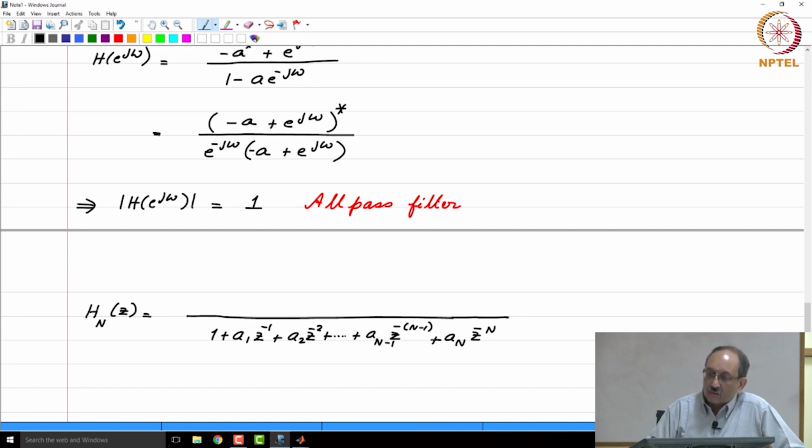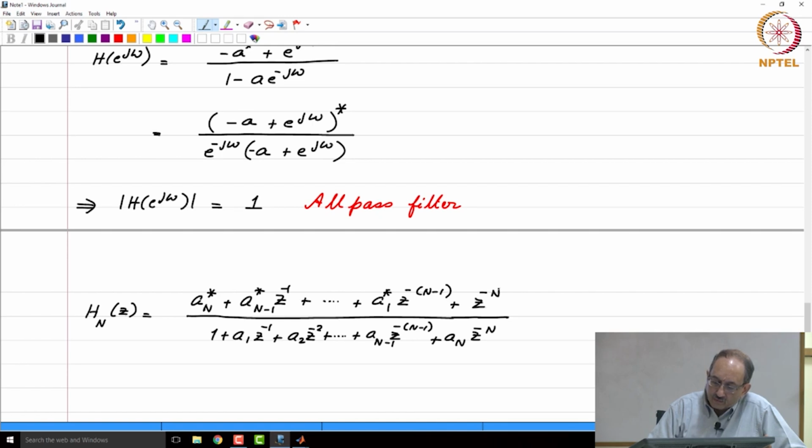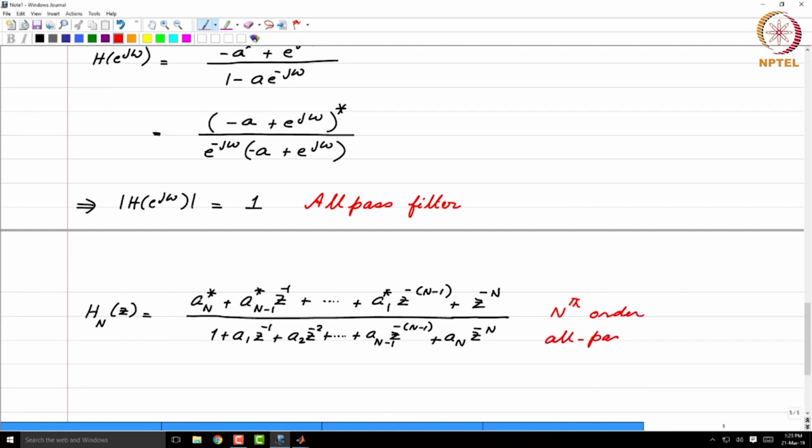So, we will take this coefficient vector, time reverse it and complex conjugate it, and therefore, if you form the numerator as a n star plus a n minus 1 star z inverse, up to a 1 star z to the minus n minus 1 plus z to the minus n, this is an nth order all pass filter, and it is an important exercise for you to show, starting from this, that this indeed gives you unit magnitude response. This is a simple exercise you can do based on what we have learned so far.